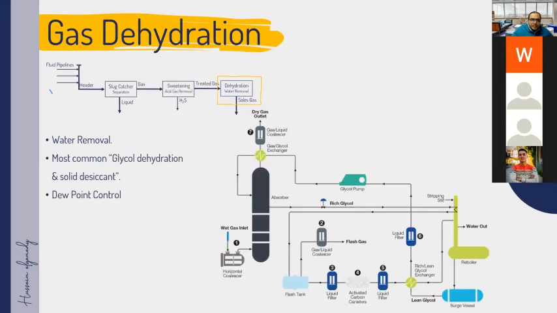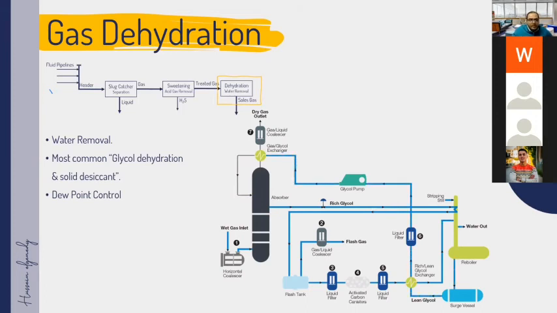The dehydration process is mainly the same as the sweetening process, but with a different solvent. Here we are using glycol. In sweetening, we are using amine. But there are two different types of operations in the dehydration. One of them is absorption. Absorption is done by glycol, and the other operation is adsorption, which is done by solid desiccant, such as silica gel or molecular sieve.